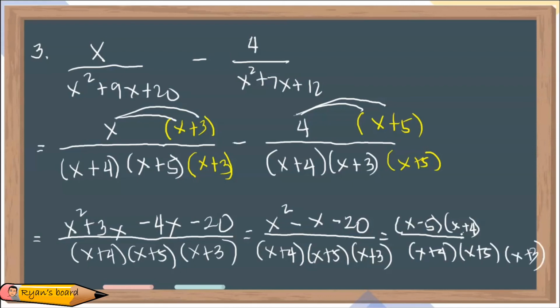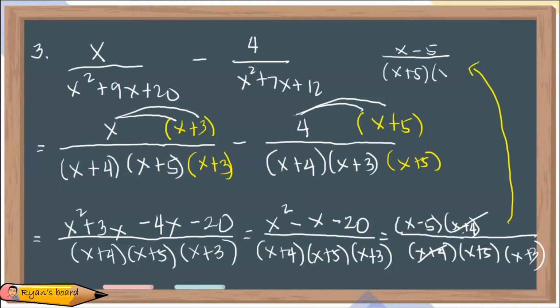Okay, now, cancel out the common factor. Itong x plus 4, x plus 4. Okay? So, wala na tayong space. Akyat natin dito sa taas. Okay, so, natira na lang sa taas ay x minus 5 over, ang natira sa baba ay x plus 5 and x plus 3.